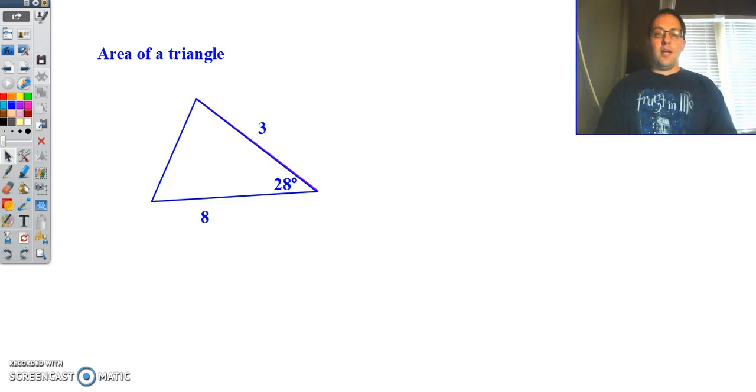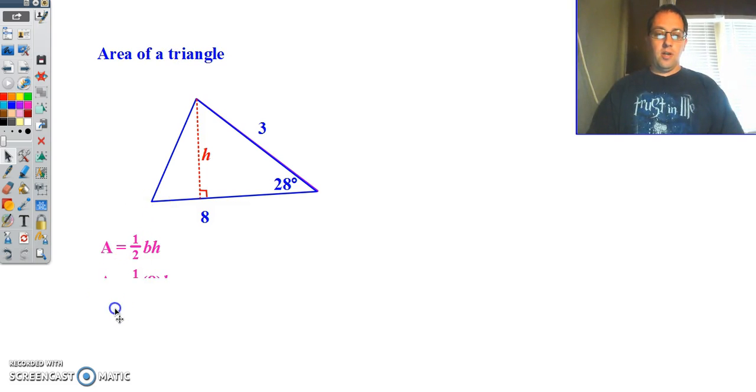Hello class! Today what we are going to talk about is how to find the area of a triangle. Now y'all already know the area of a triangle is 1/2 base times height. But looking at this triangle, we've got the base, but what is the height? So we've got 1/2 times 8 times h, whatever h is. So how do we find the height?